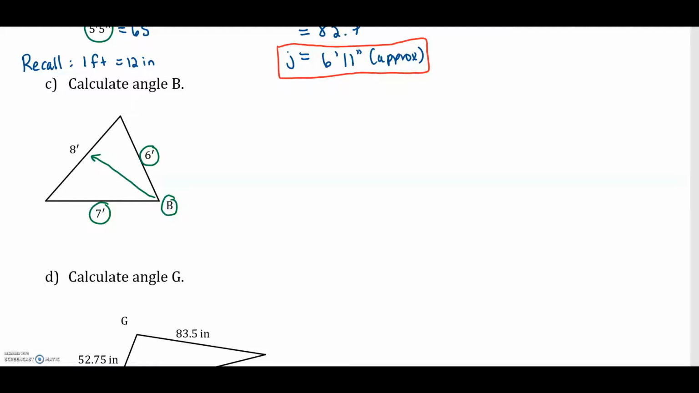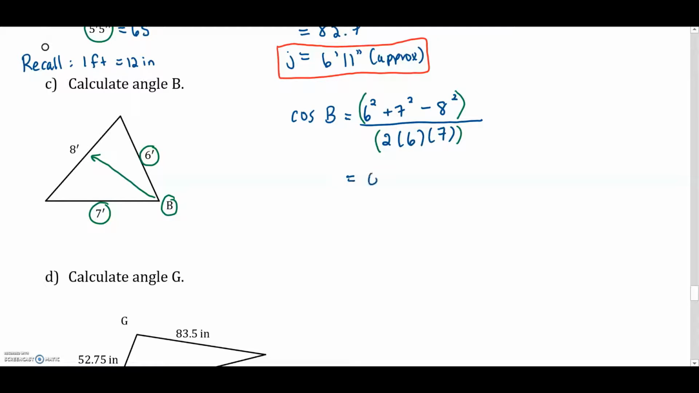Using our rearranged equation to solve, cos of angle B is equal to 6 squared plus 7 squared minus the side across from it, 8 squared, divided by 2 times 6 times 7. Remember, when we evaluate this on our calculator, you must put brackets around the top of the fraction as well as the bottom of the fraction. When we reduce the right-hand side of this equation, it is equal to 0.25.